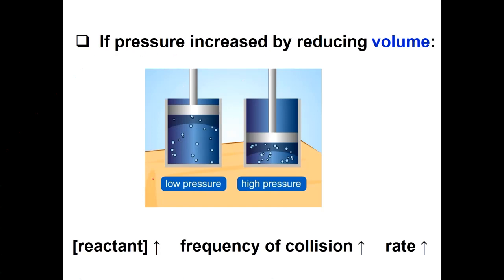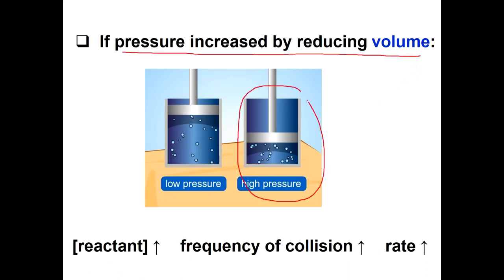This is the figure showing how the pressure increases by reducing the volume. This one is the high pressure with reduced volume. This one is low pressure with high volume. With the concentration of the reactant high, the frequency of collision is high and the rate is also high.